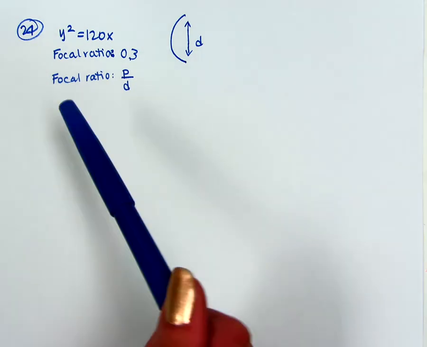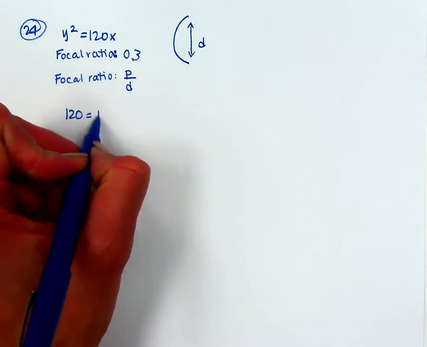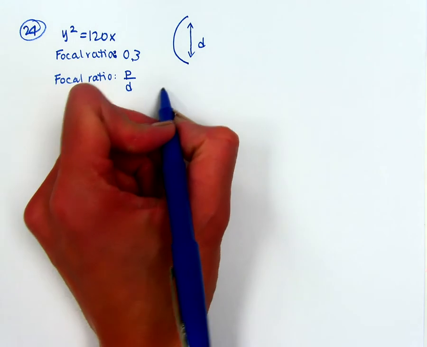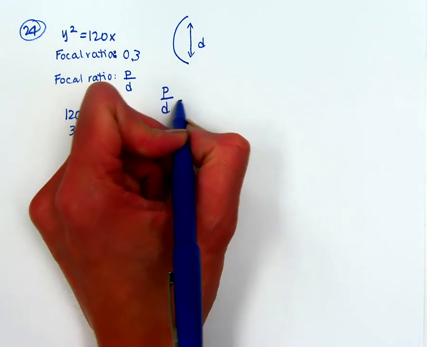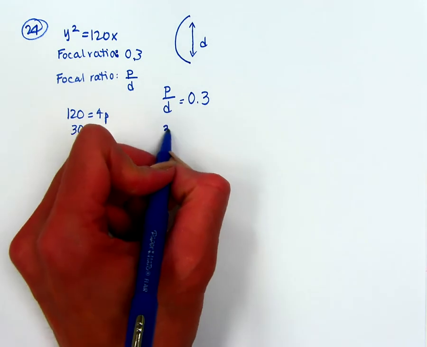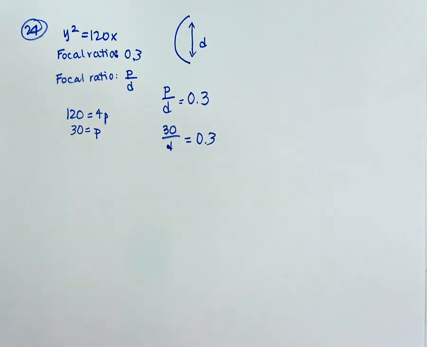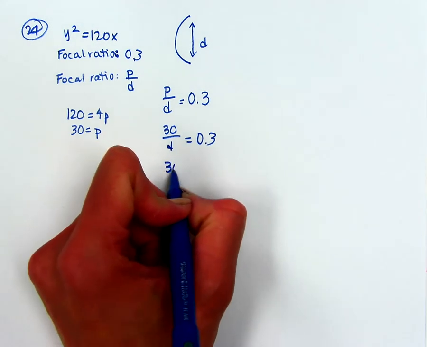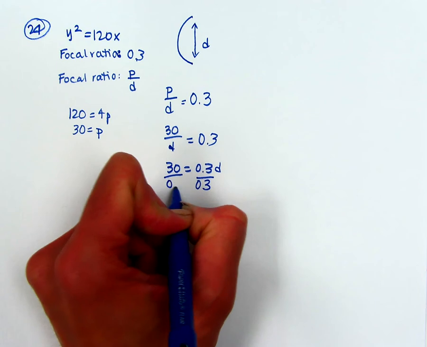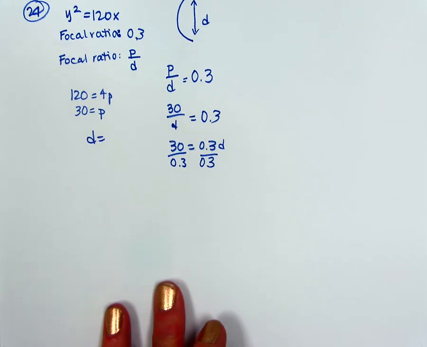All right, so how can we find P? From this equation, we know that 120 is equal to 4P. So P is therefore equal to 30. All right, so now I know that if the formula for focal ratio is P over D and the focal ratio is 0.3, I know that P is 30, I can find D. So multiply both sides by D, I get 30 equals 0.3D, and then divide by 0.3. So I get D to be equal to 100.